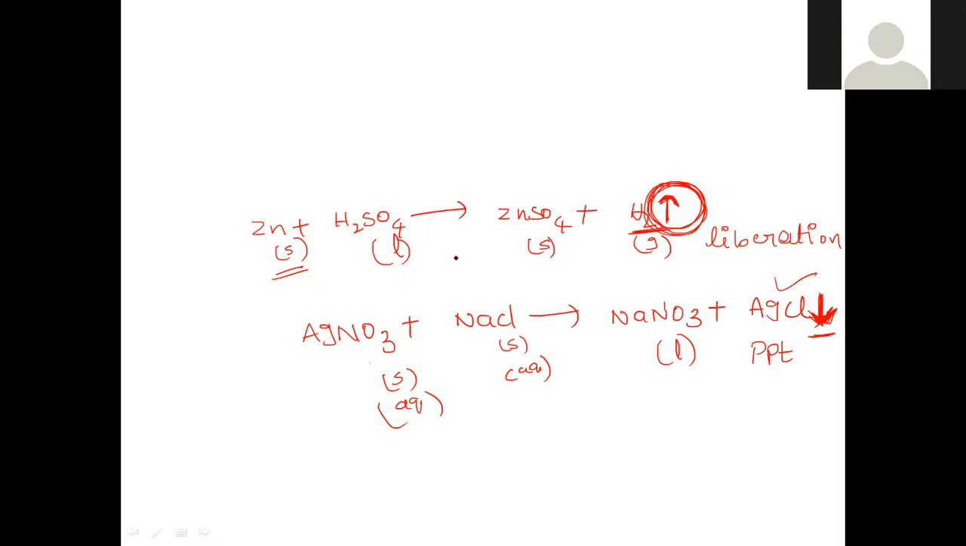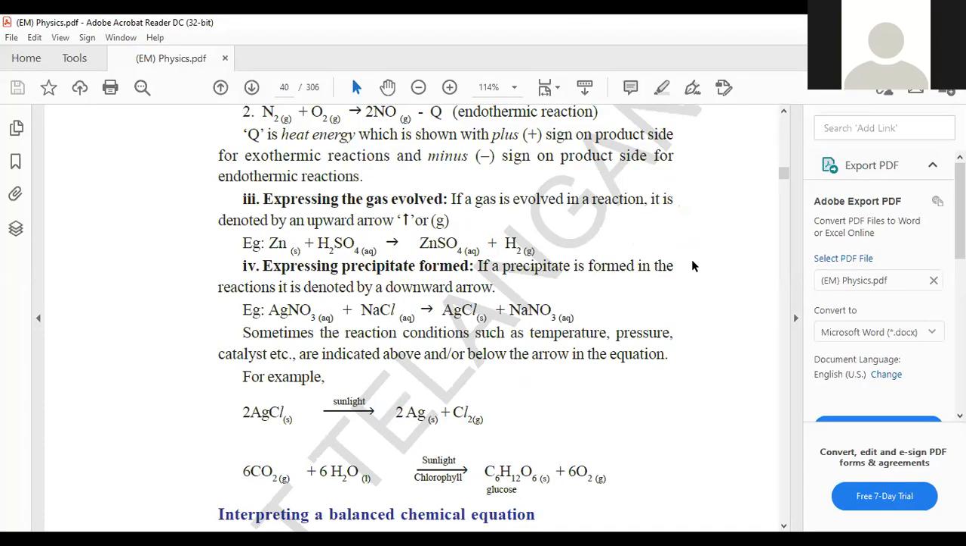The downside arrow represents the precipitated product during the reaction. Silver nitrate, is it balanced? 1 Ag, 1 Ag. Nitrate, nitrate. Na, Na. Cl, Cl. So the entire equation is balanced, and you can represent whether substances are released or absorbed in the reaction by using this. So this is also completed.